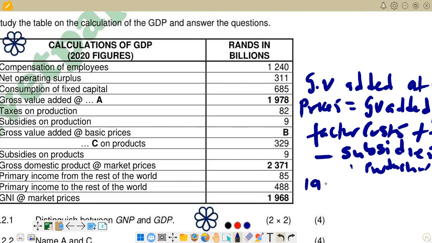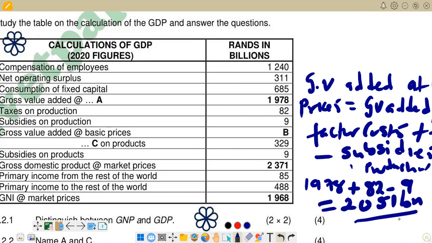1,978, then we add the 82, and all these figures are in billions, and then we subtract 9. Then if you do that correctly, you are supposed to get 2,051 billion. So this is the calculation that we have in terms of B. So that's how we calculate B.